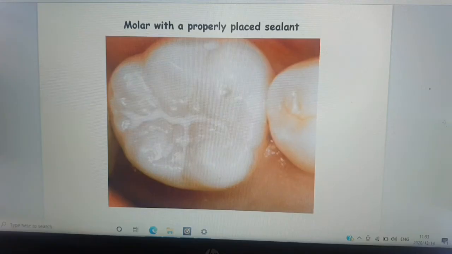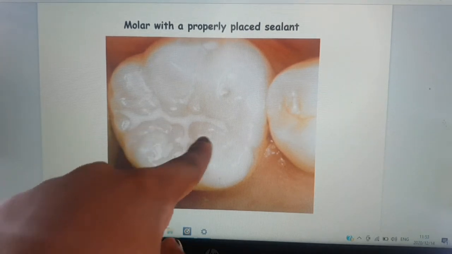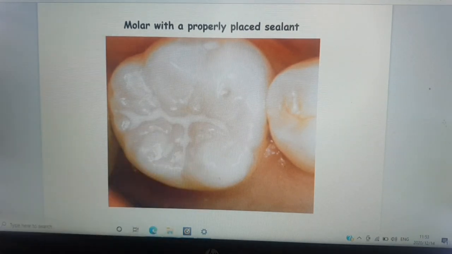So this slide is basically just a slide of a molar with a properly placed sealant. So there's the sealant material that we were basically talking about, guys. Fissure sealants, ladies and gentlemen, normally take the shade of composites, but there are fissure sealants that are actually not tooth colored. Sometimes they're pink or blue.